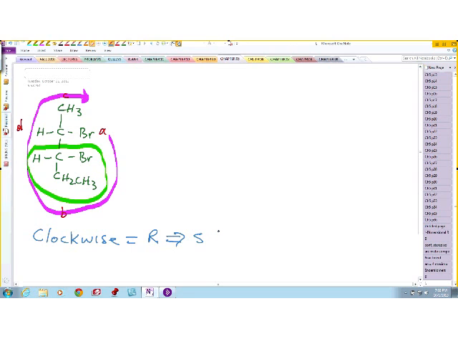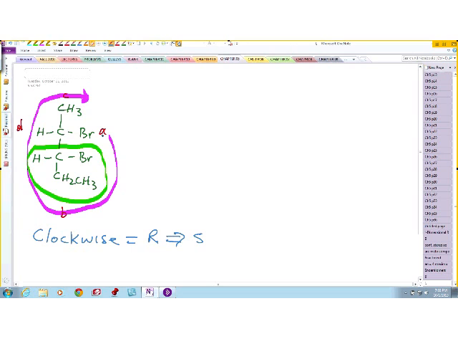Why wouldn't you make the bottom group the highest priority? Because it doesn't have the atom altogether. Okay. Keep in mind. Okay, very good. Relative to this carbon here, this carbon is directly attached to bromine, right? This carbon is also directly attached to carbon. So which has priority? Exactly. That's why we make bromine A.